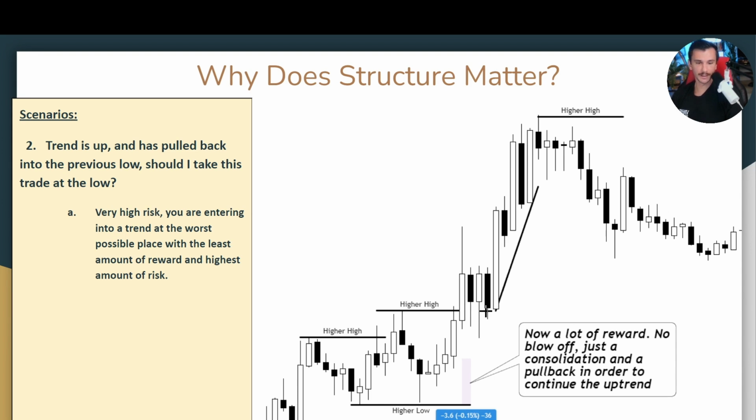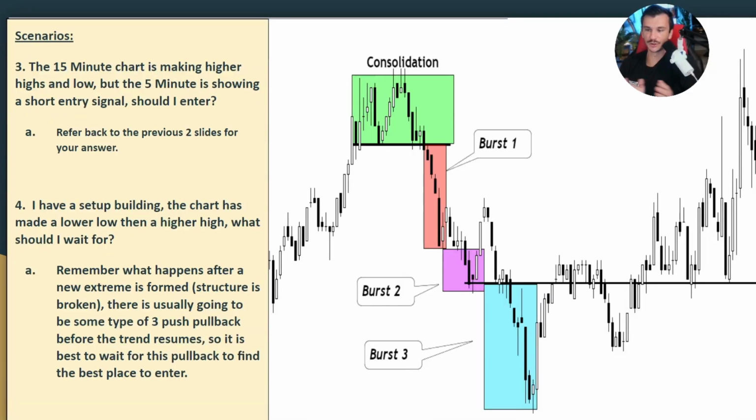intelligent because this entry is on top of where my reward should be, or maybe back down to here, sure, but ideally, you're taking a trade from up here, and then your first take profit would be that swing high. So this gives me absolutely no reward and the highest risk possible. The chart has made a lower low and then a higher high.